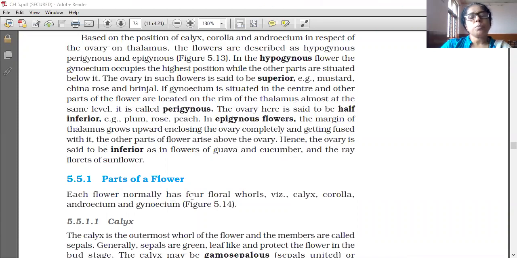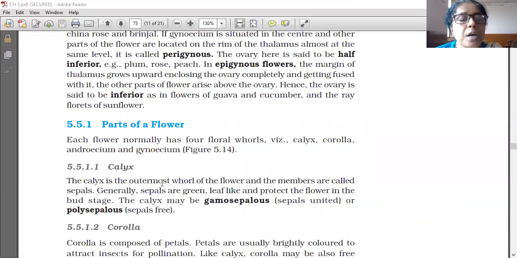Each flower normally has four floral whorls: calyx, corolla, androecium and gynoecium. Example, which are the four floral whorls? Calyx, corolla, androecium and gynoecium. In that, first one is calyx.